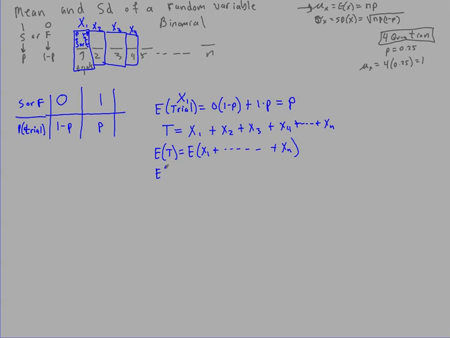So the expected value of the total, of every single trial, is the expected value of x1 plus the expected value of x2, which are all the same, all the way up to the expected value of xn. If you look at this one, it is p, this one is p also, and this one is p. So the question is, how many trials did you run? We always run n trials.